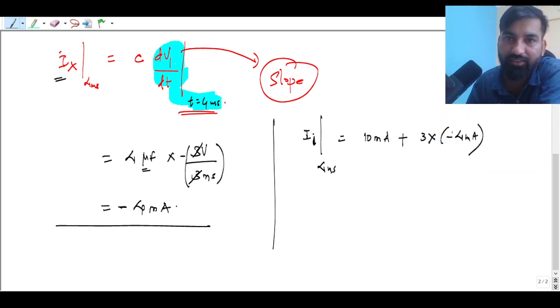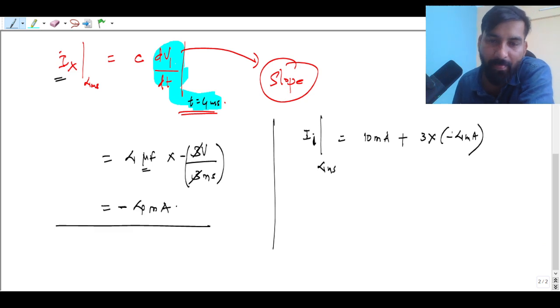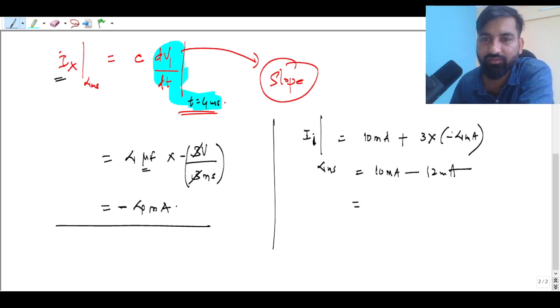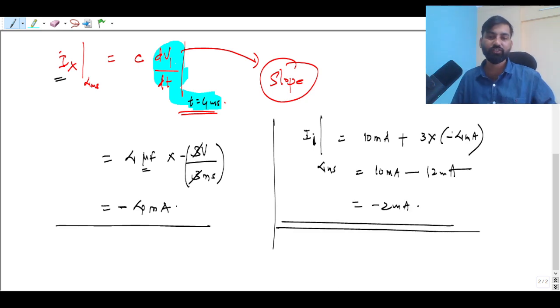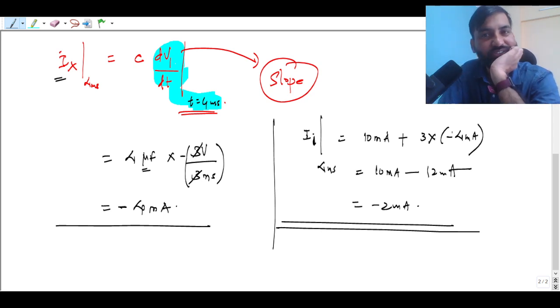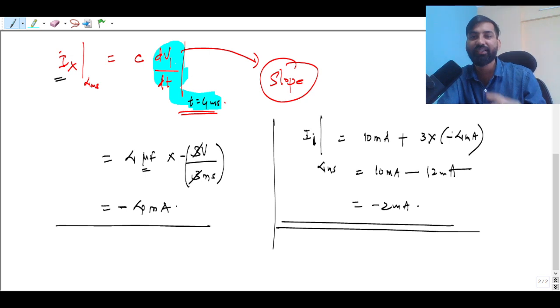So this is going to give you 10 milliampere minus 12 milliampere, which is nothing but minus 2 milliampere. So the answer for this question is minus 2 milliampere. You see how beautiful this question was, right? So many students make mistakes in units. You have to always take care of units. You have to take care that the slope is negative here, right?